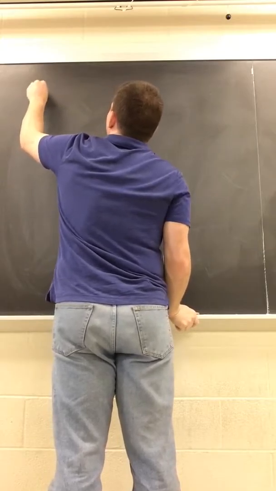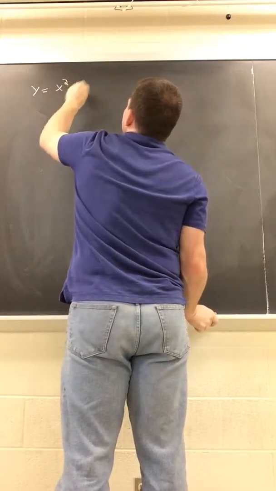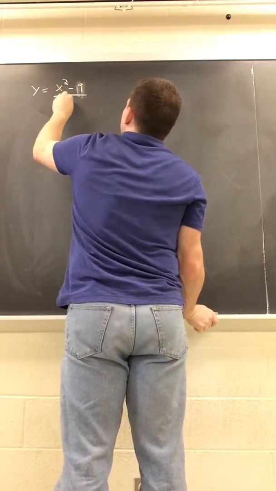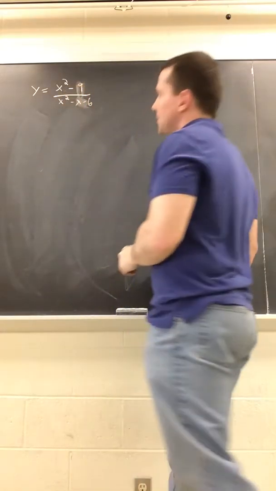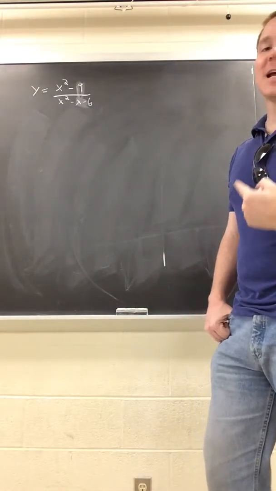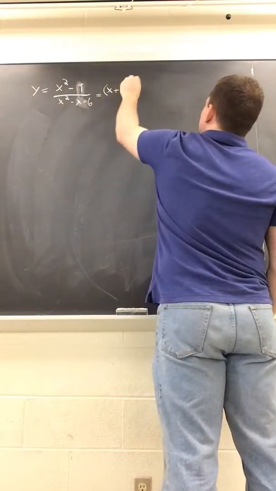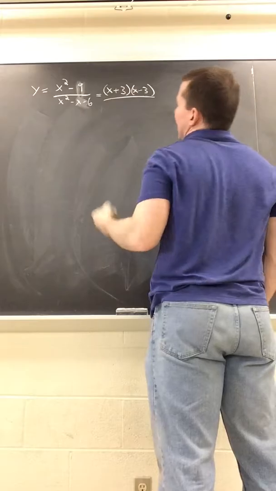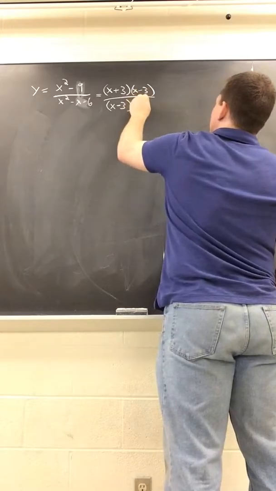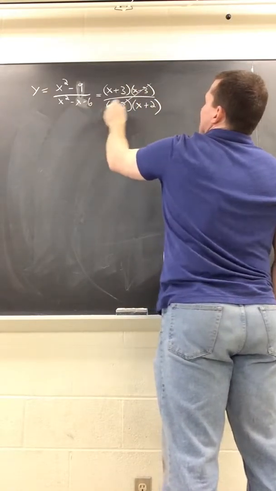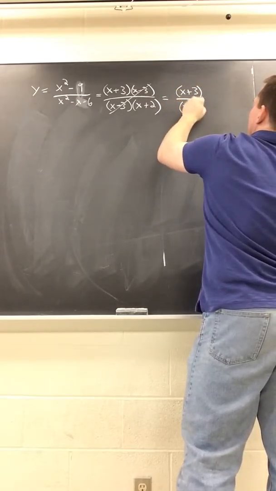So suppose we have y equals x squared minus 9 all over x squared minus x minus 6. Again, the first step, always factor it out. X squared minus 9, we all know we've done it several times, is x plus 3 times x minus 3. Here, two numbers whose product is negative 6 and whose sum is negative 1: x minus 3, x plus 2. And here, the x minus 3's cancel, and I'm left with x plus 3 all over x plus 2.